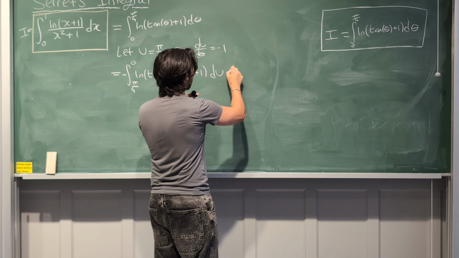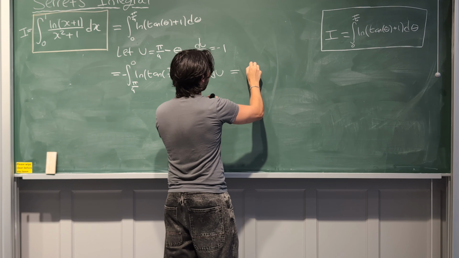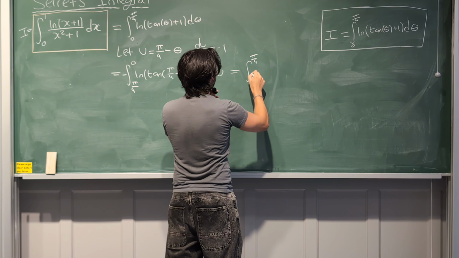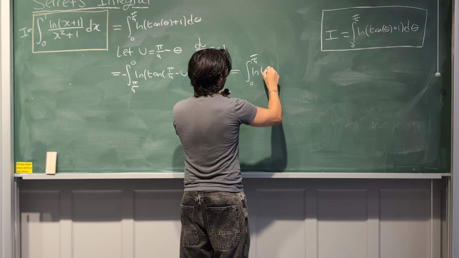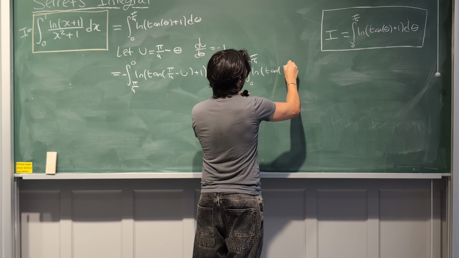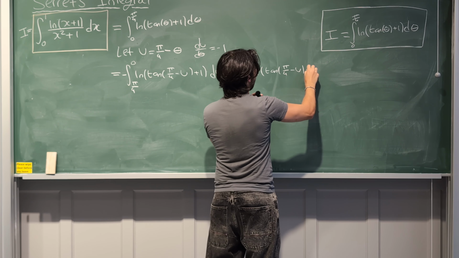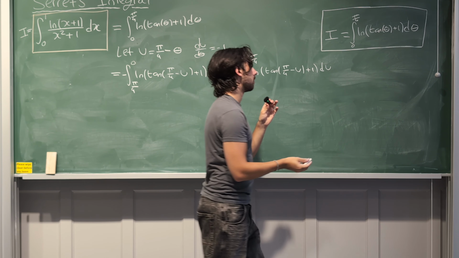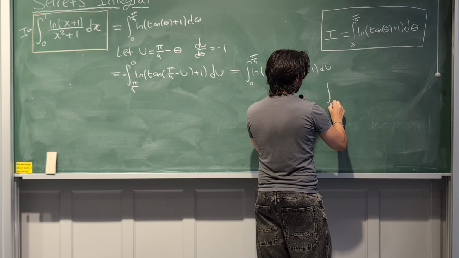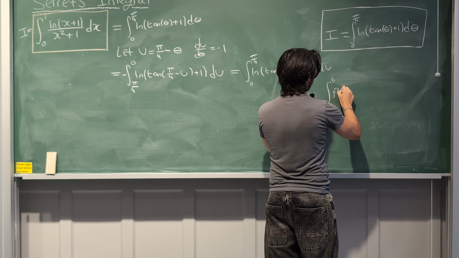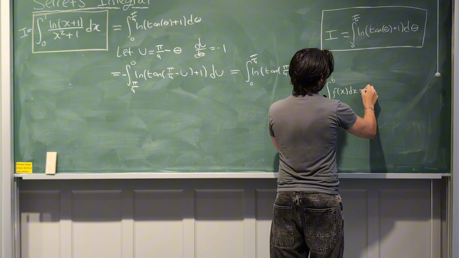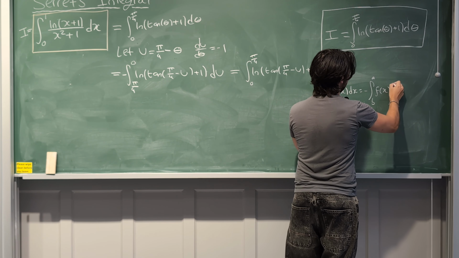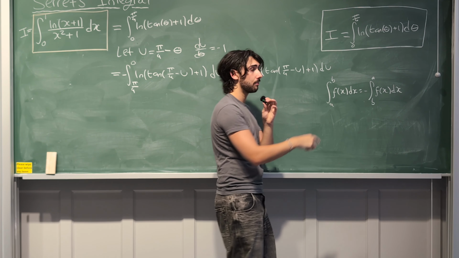Because what we can do is get rid of the minus, but swap the limits of integration. And you can do that. I'm going to write something down for that in a second, but we've got the natural log of tan of pi over 4 minus u plus 1 du. So what I've just done there, just to be clear, is I've said that the integral from, let's say, a to b of f of x dx is equal to minus the integral from b to a of f of x dx. And that is true.